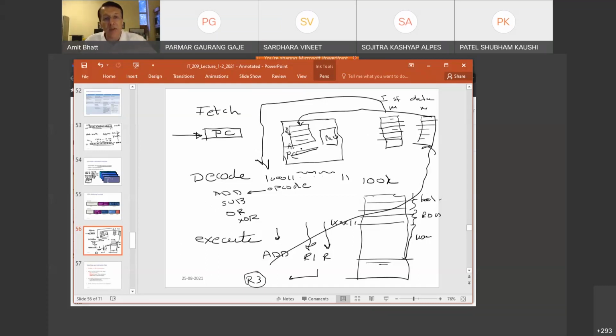Does anyone have any question on this fetch, decode, and execute thing? So what is it, sir? Okay, someone else was trying to speak first. Sir, what is the default program counter value? When the computer starts, what is the value pointed to by the program counter?